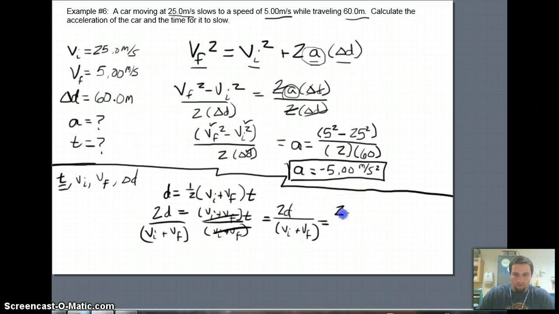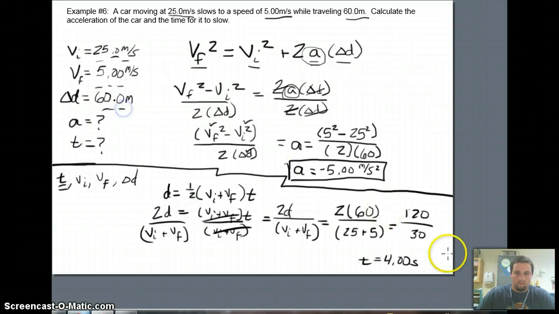Let's put the numbers in. We end up with 2 times the distance, 60, over VI, which is 25, plus VF, which is 5. Simplify this: 120 over 30. Time ends up being 120 divided by 30, which is 4, so 4.00 seconds. That's 3 sig figs. Round the answer to 3 sig figs and use proper units of seconds. So here are our answers.